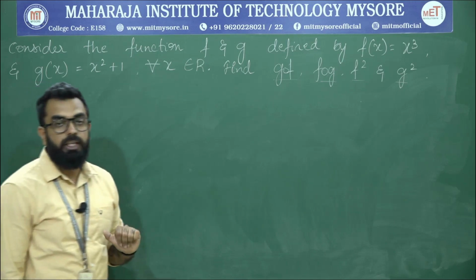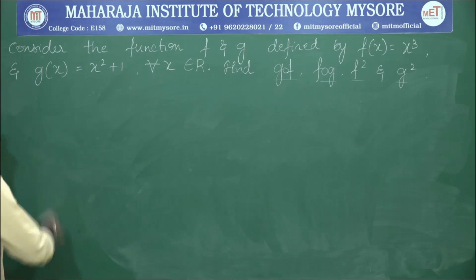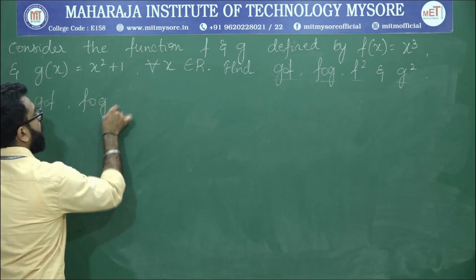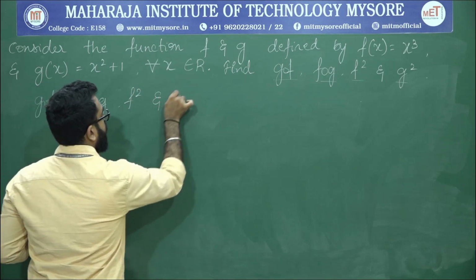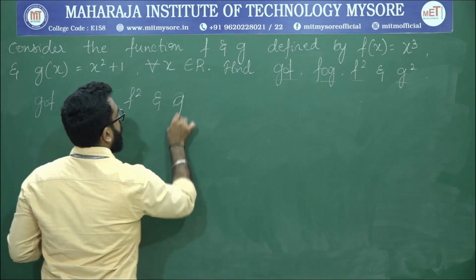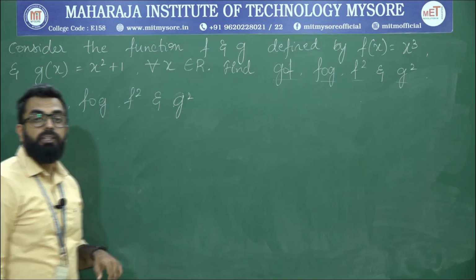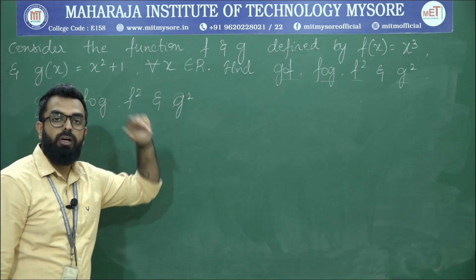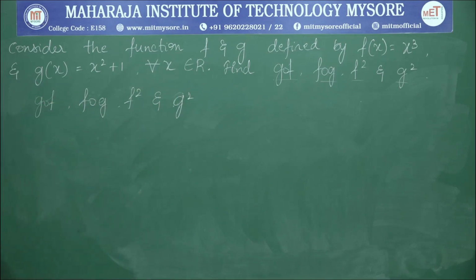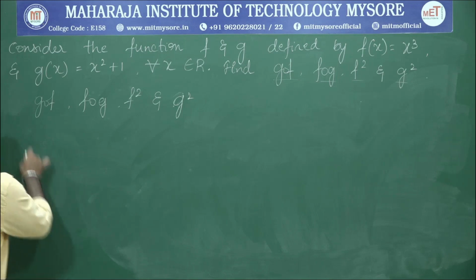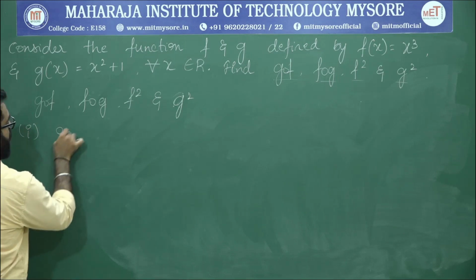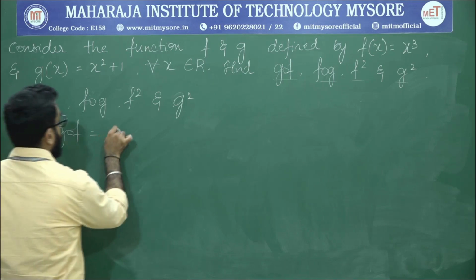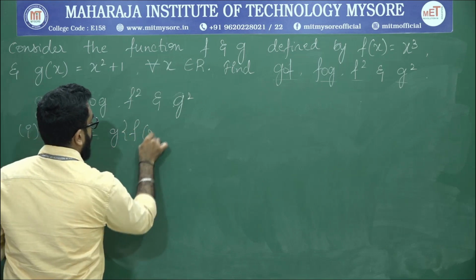Since the two functions f and g are defined on the set R, these functions like GOF, FOG, f square and g square are also defined on the set R itself, because in turn f and g are defined on the set R. Okay, we will try to find out. We will take first GOF. So by the definition of GOF, we already know that it is nothing but g of f of x.